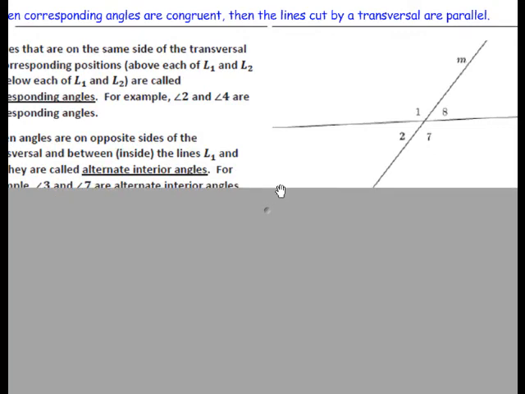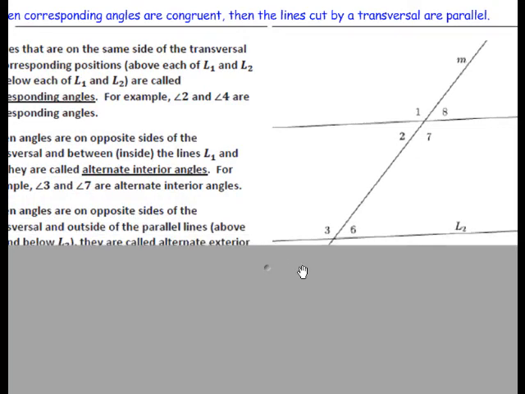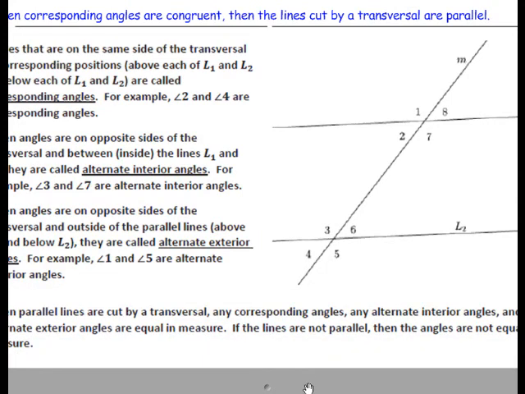So let's summarize what we have learned. We've got our figure here and we have two lines. Angles that are on the same side of the transversal in corresponding positions, in other words, above each of line 1 and line 2, or below each of line 1 and line 2, are called corresponding angles. For example, angle 2 and angle 4 are corresponding angles. So here we have line 1 and line 2, and it is cut by the transversal M.